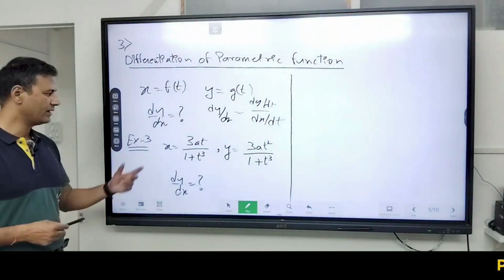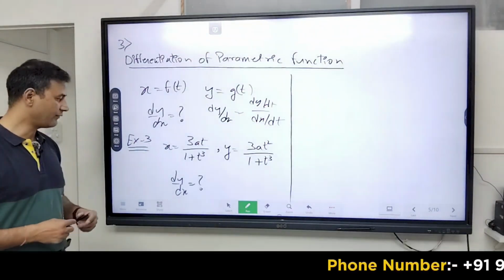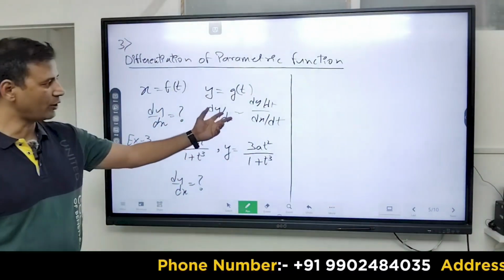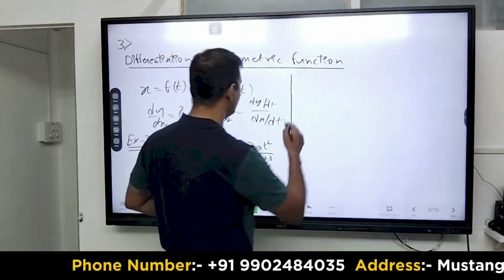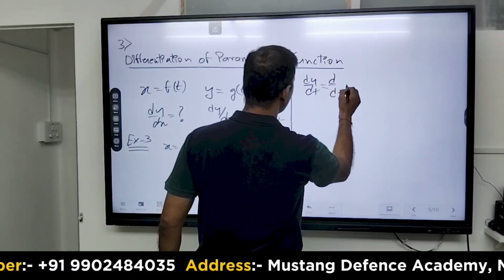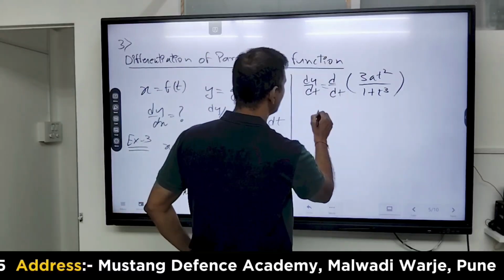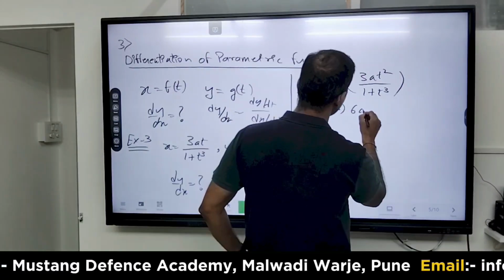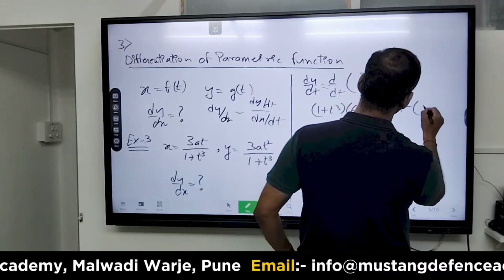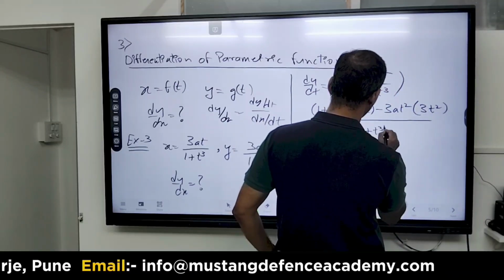x is equal to 3at upon 1 plus t cube. y is equal to 3at squared upon 1 plus t cube. Now we have to find dy by dx. So dy by dx would be dy by dt upon dx by dt. So we have to find them separately. So dy by dt is equal to d upon dt of 3at squared upon 1 plus t cube. After that it is equal to 1 plus t cube into 6at minus 3at squared into 3t squared, the whole upon 1 plus t cube the whole square.